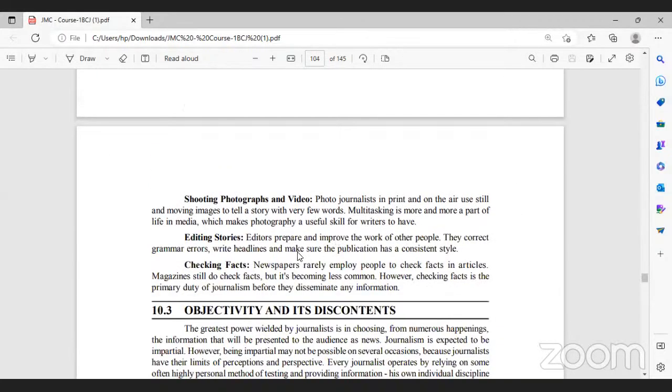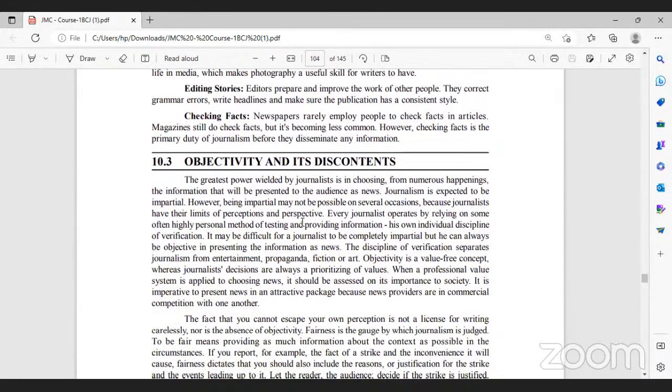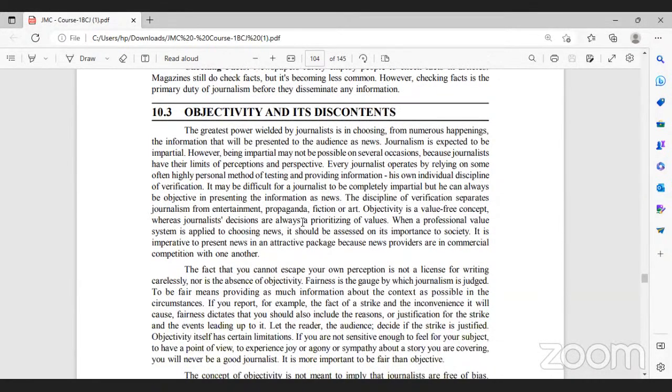So apart from that, we see shooting photographs and videos, editing stories, checking facts. And at the same time, there should be some objectivity in this content. As we understand, journalism is always expected to be impartial. So as part of that, we have to see that you need to have some kind of objectivity.